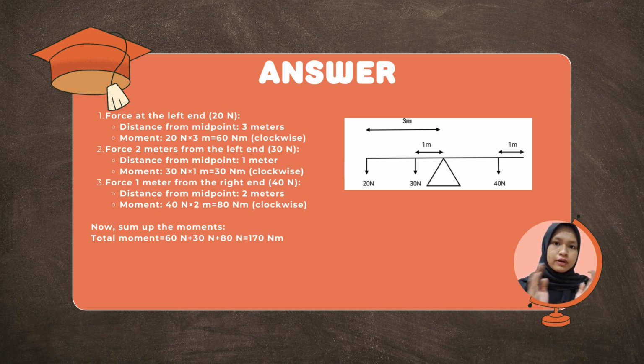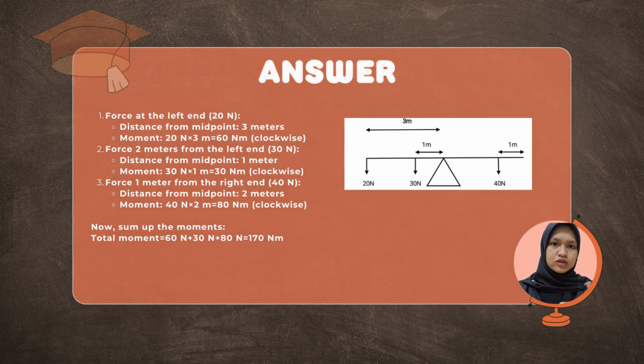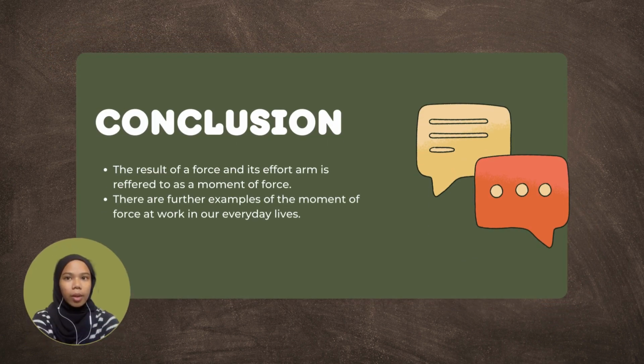Now, we sum up the moments. The total moment equals 60 plus 30 plus 80 Newton meters, and we get the final answer, 170 Newton meters. In conclusion, the product of a force and its effort arm is referred to as a moment of force. There are further examples of the moment of force at work in our everyday life. That's all from us. Thank you.